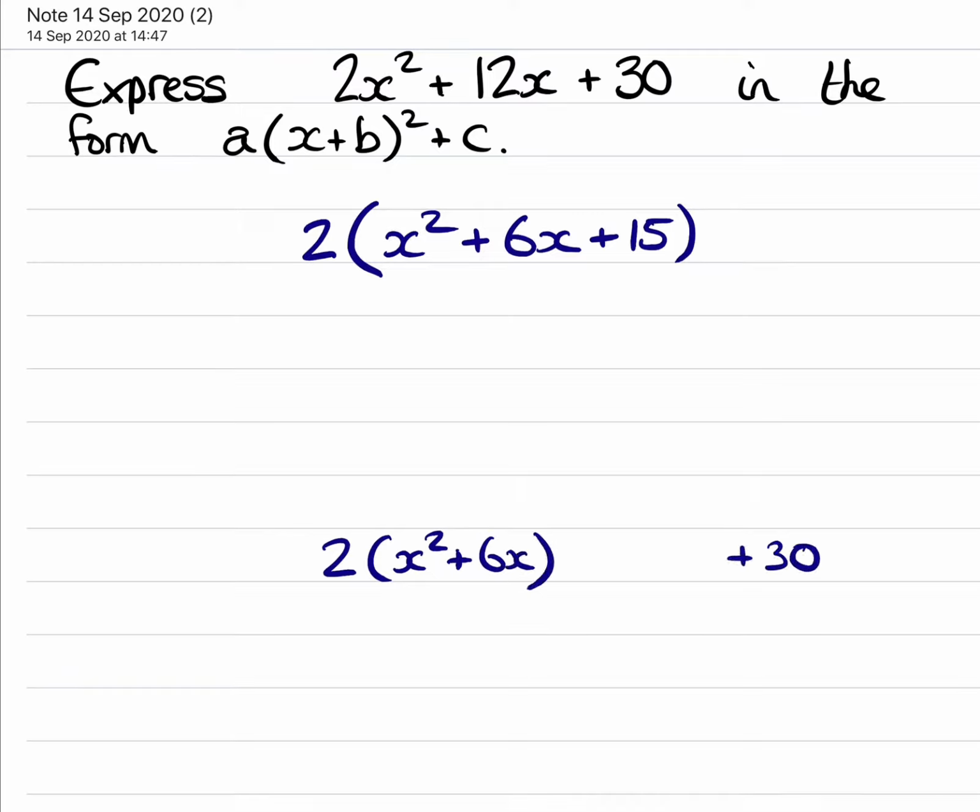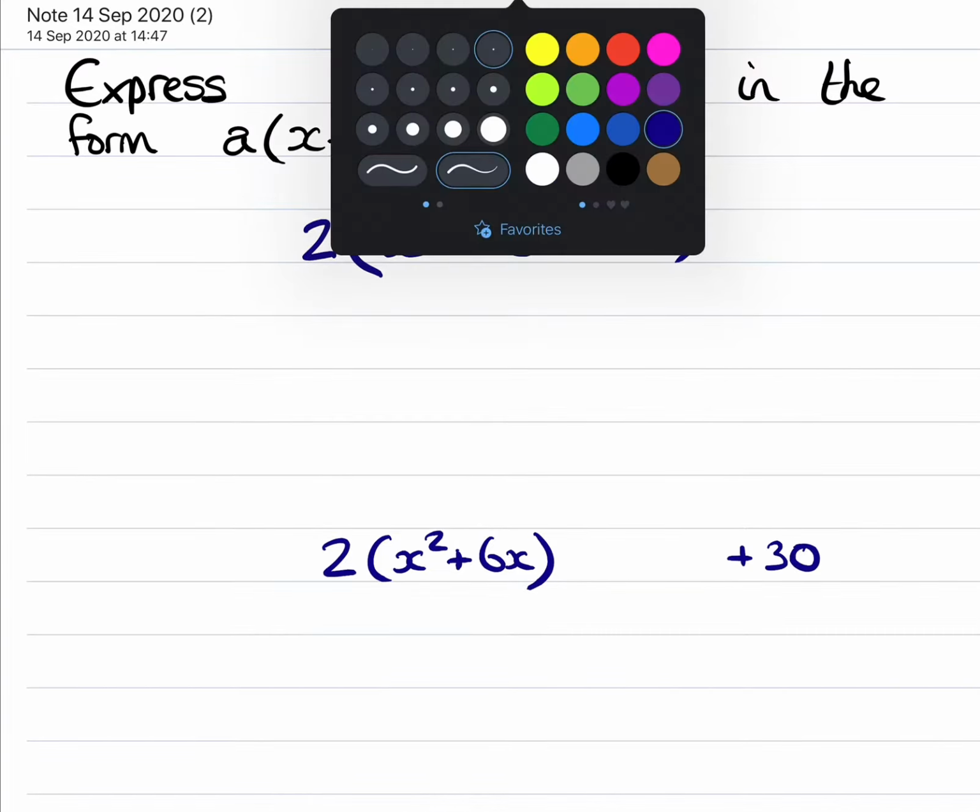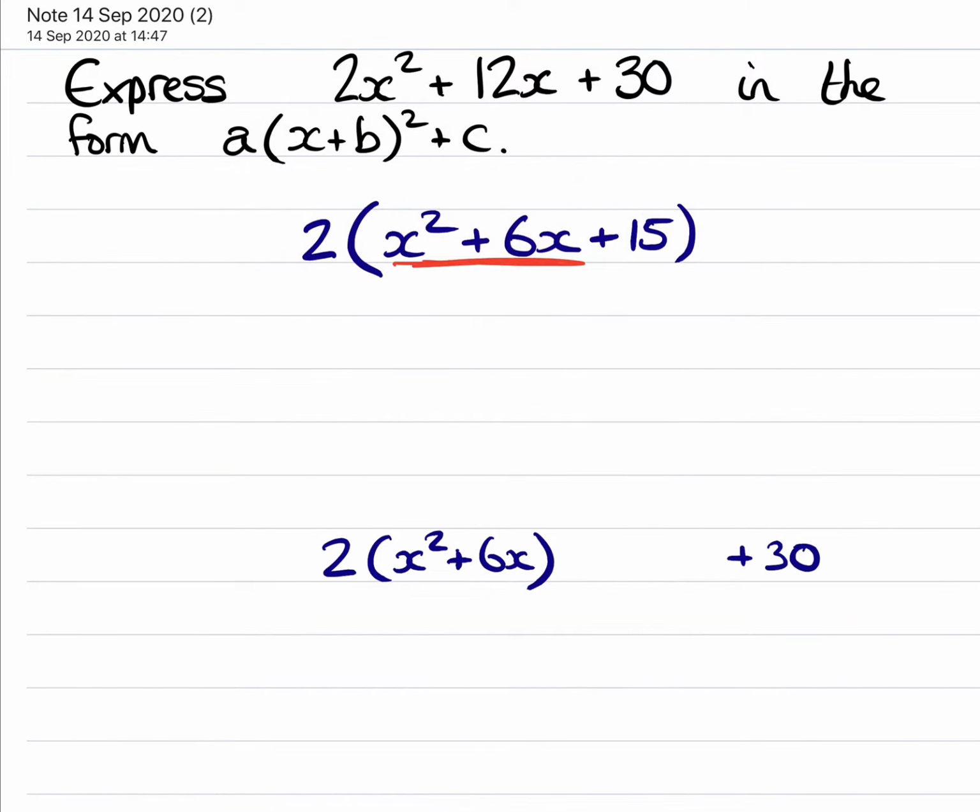Okay. Then what we do is we actually do the completing the square. So our first 2 terms there, we're going to complete the square of that. So half of that 6 will give us a 3. So we end up with an x plus 3 all squared for both of these. Then that 3, we square it and take it away. So we're going to have a minus 9 on the outside.